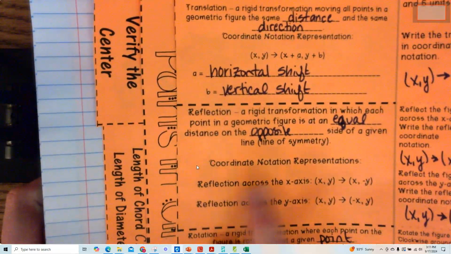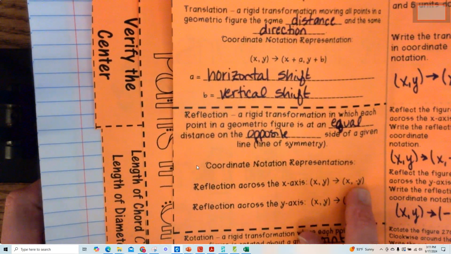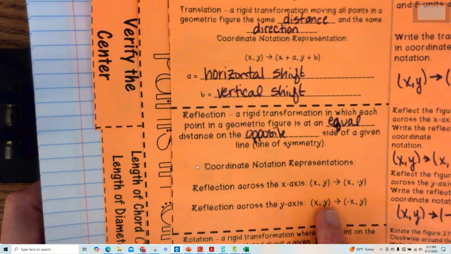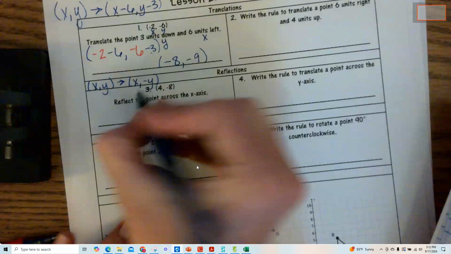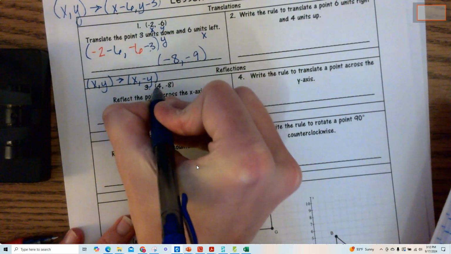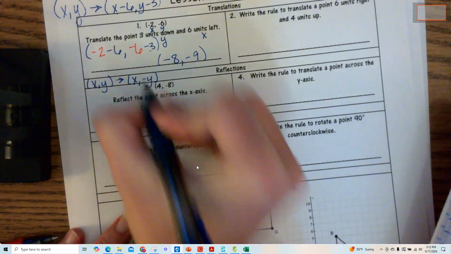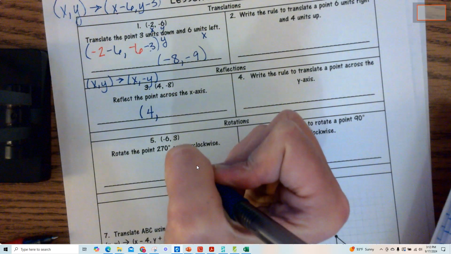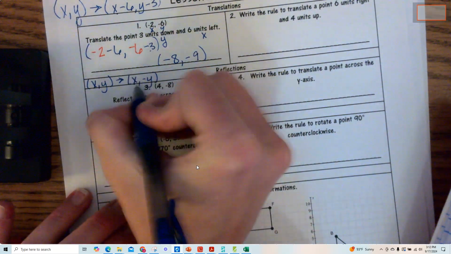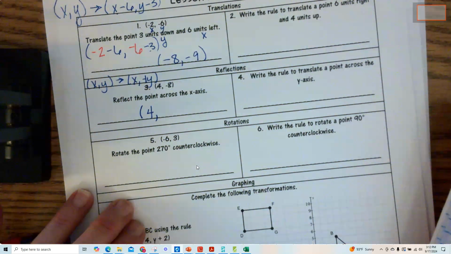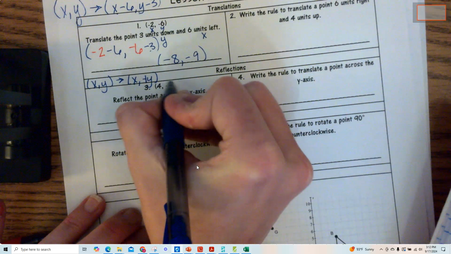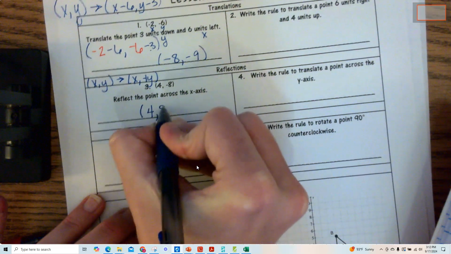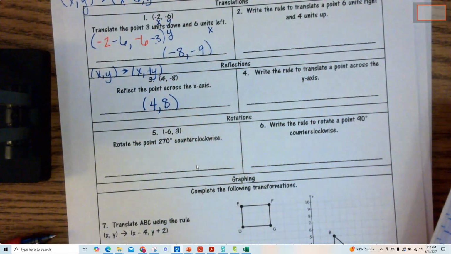Reflections are opposite land. If we're reflecting across the x, we're messing with the y. If we're reflecting across the y, we're messing with the x. It's reverse. Okay? So when we do this, the x value is going to stay the same. Now that negative doesn't mean it has to be a negative number. That negative means multiply it by a -1, which is changing the sign. So if my y is a -8 to start with, it's going to change to a +8.